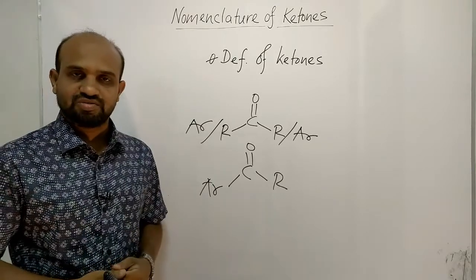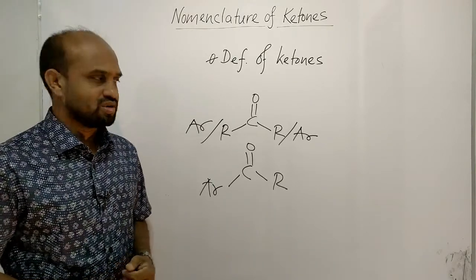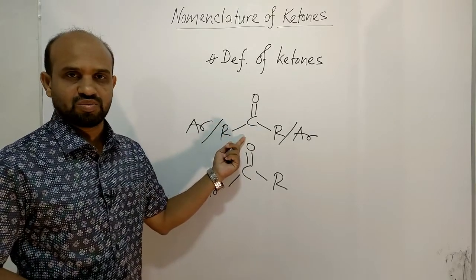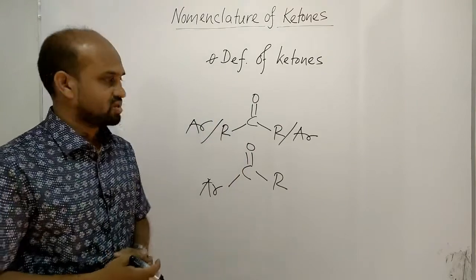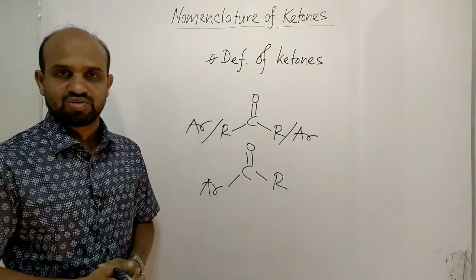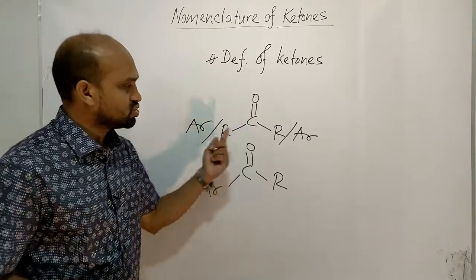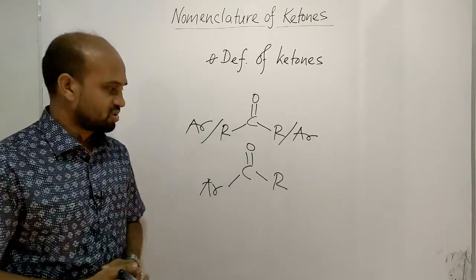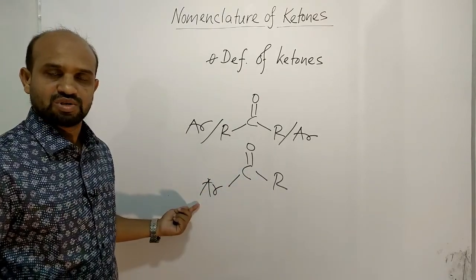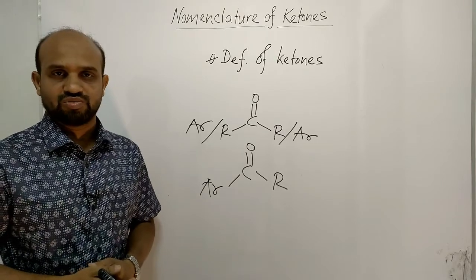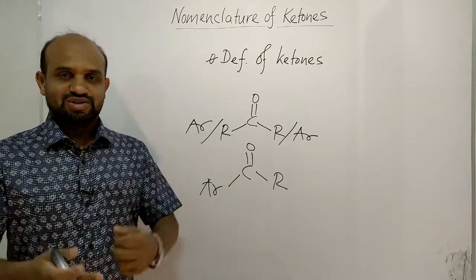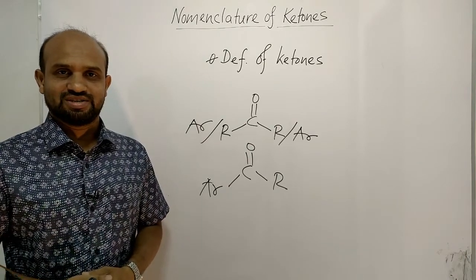Now let's see the definition of ketones. When two bonds of carbonyl group are linked with two same or different alkyl groups, or two aryl groups, or one alkyl group, another one aryl group, then the compounds formed are called ketones. Let's move on to the next point.